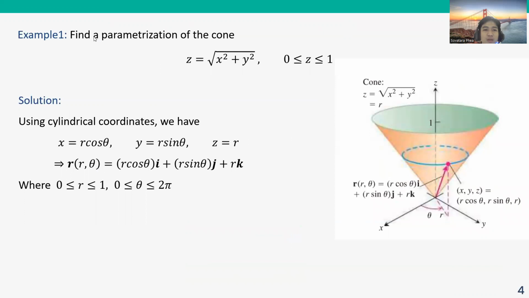So example 1, find a parameterization of the cone z equal to square root of x squared plus y squared, and z from 0 to 1. So solution, first, using cylindrical coordinates, we have x equal to r cosine theta, y equal to r sine theta, z equal to r. So we get the parameterization r of r and theta equal to r cosine theta i plus r sine theta j plus r k, and r from 0 to 1 and theta from 0 to 2 pi.